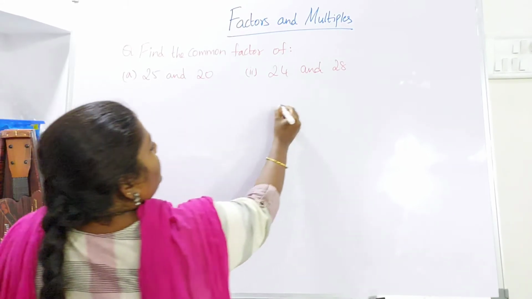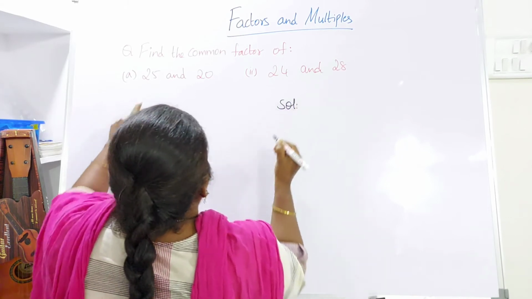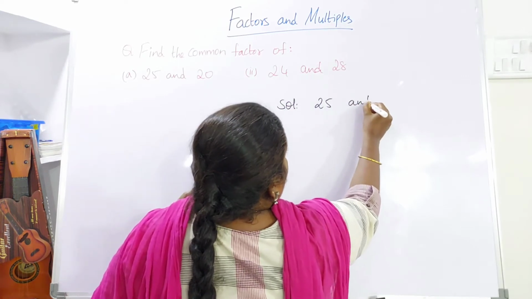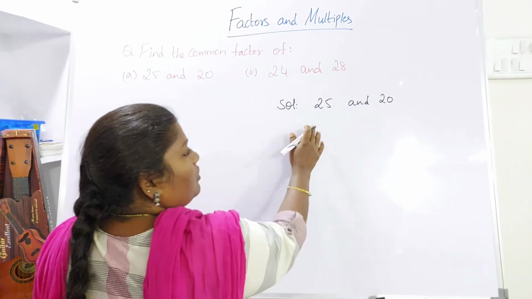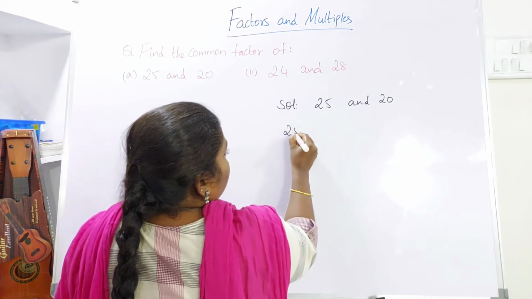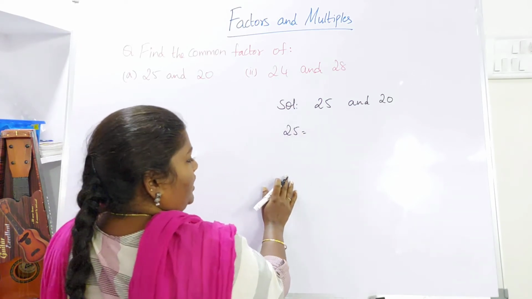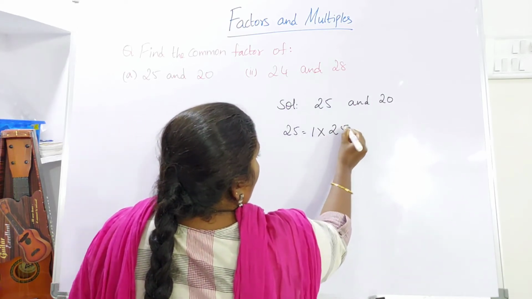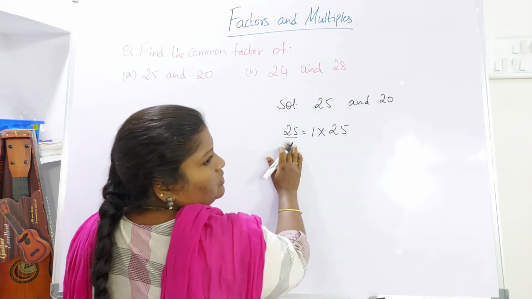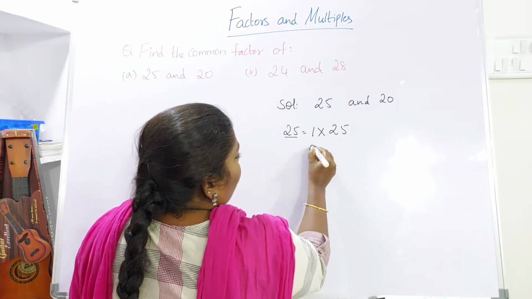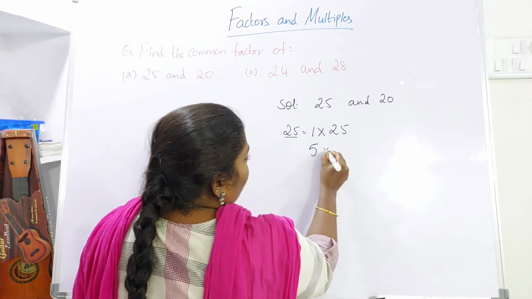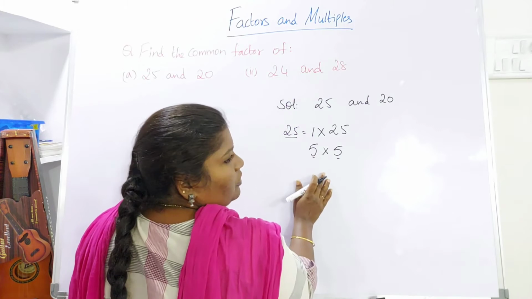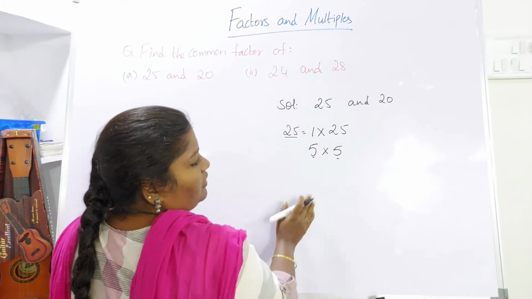So the first one is 25 and 20. So let me list out all the factors of 25. Whenever you are writing factors of any number, start with 1. 1 into 25, and 4 is not a factor of 25. So let's take the 5. So 5 into 5 is 25, and you have got the repeated number. So you can stop here and just list out all the factors.